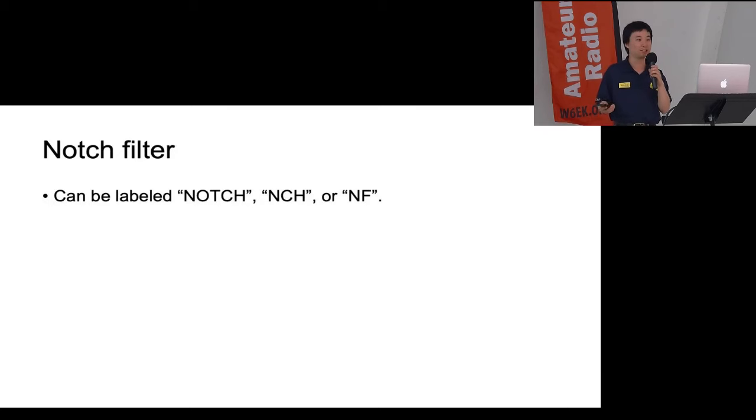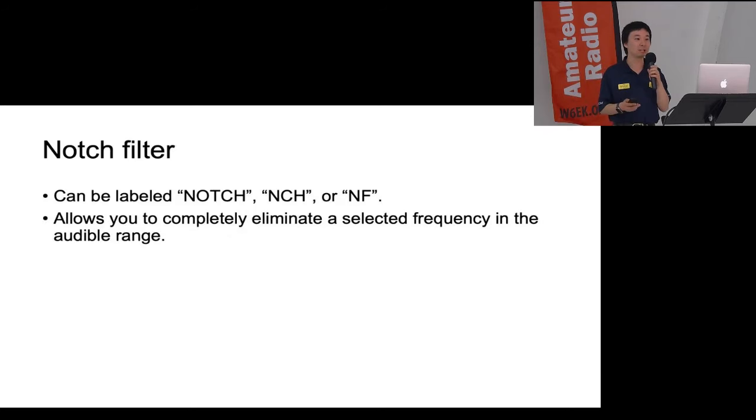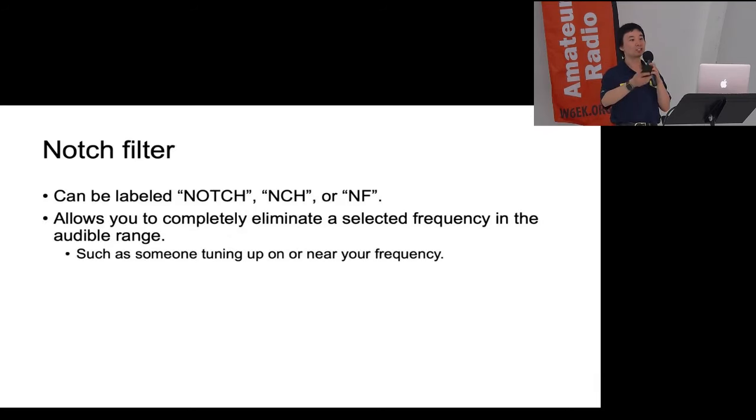And this one here, have you ever been on the radio talking and someone decides to tune up right next to you, that characteristic sound as they tune? Well, you've got a notch filter in your radio, and that's exactly what it's for. It can be labeled several ways. It could be just notch, or NCH, or even NF, depending on how much paint they wanted to save when they built the radio. It allows you to completely eliminate a selected frequency in the audible range, such as someone tuning up on or near your frequency.